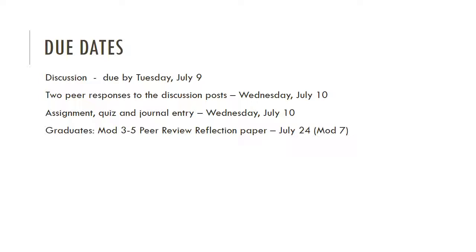Okay, due dates for Module 3. The discussion is due Tuesday, July 9th, and then the 2 peer responses, the assignment, the quiz, and the journal entry are all due Wednesday, July 10th. And then the extra assignment for the graduate students, the peer review reflection paper, is due July 24th, and that is submitted within Module 7.